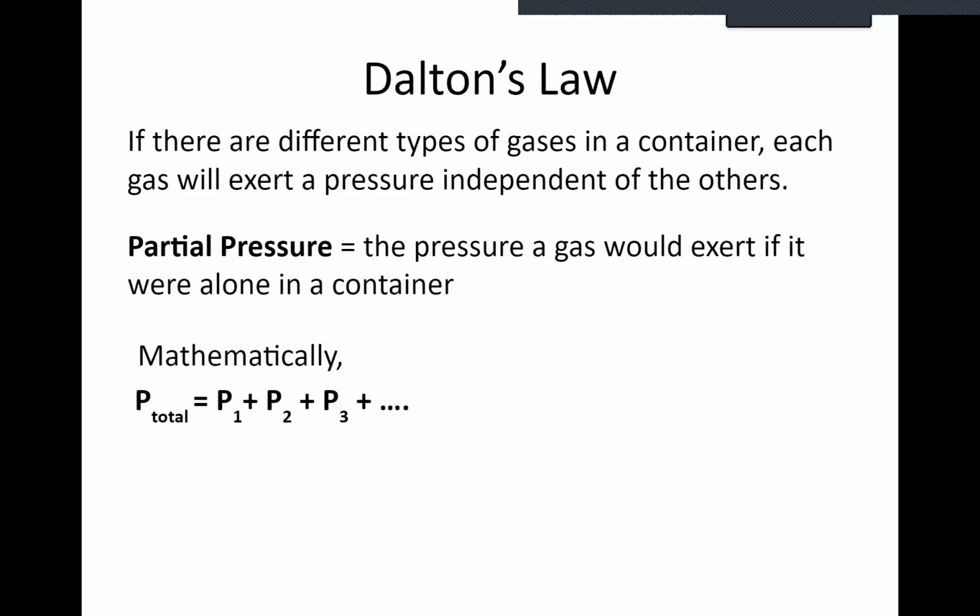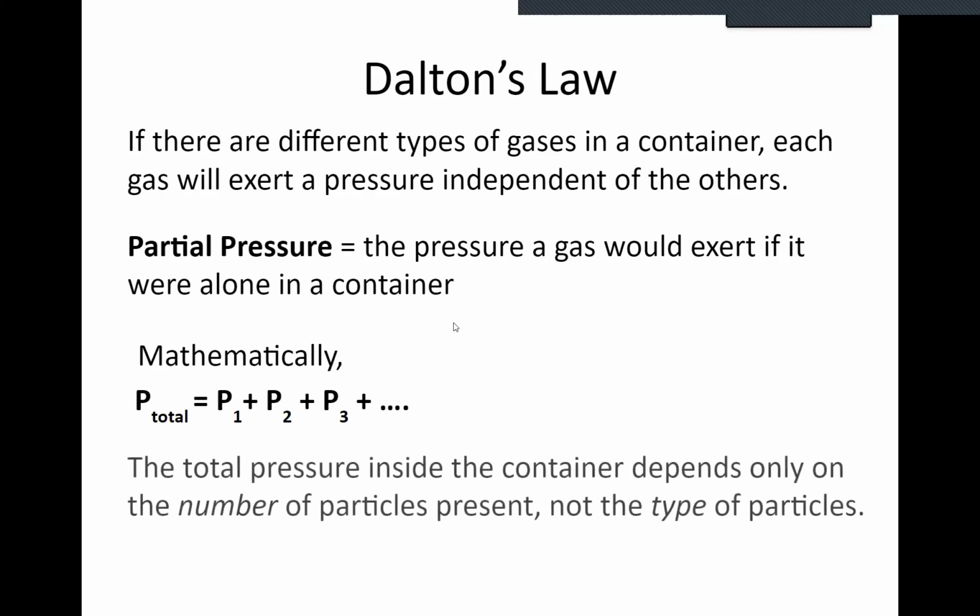So it's a very simple mathematical formula. If there's 2 types of gases, let's say, in a sample, then you would add together the partial pressure of gas 1 and the partial pressure of gas 2 to get the total. If there's 3, then you would add the partial pressure of gas 3. If there's 4, you would add the partial pressure of gas 4. If there's 20, you would keep adding until you've reached all of the gas types that are in that sample.